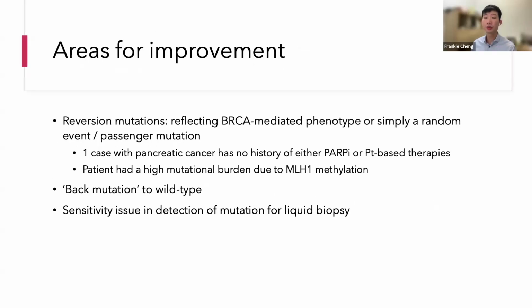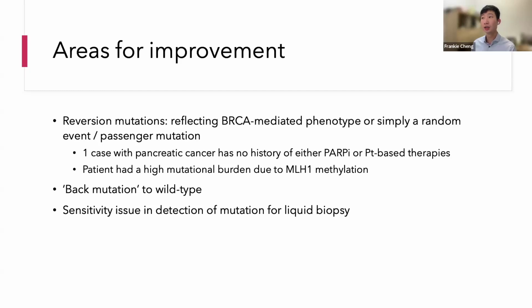Lastly, I also want to highlight some areas for improvement of our article. Firstly, we have to be critical in evaluating our proposed theory regarding reversion mutation. We might wonder whether the occurrence of reversion mutation in fact reflects a BRCA-mediated phenotype, or whether it's simply a random event or passenger mutation. There's a case of pancreatic cancer with no history of either PARP inhibitor or platinum-based therapy, which contradicts the model that we are discussing. But notably, in this case the patient had a high mutational burden due to MLH1 methylation.